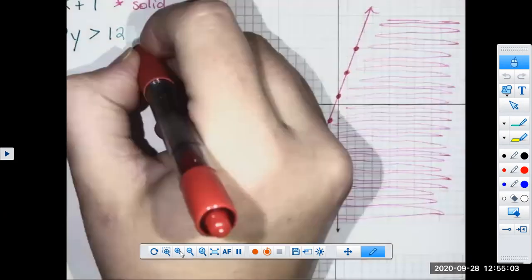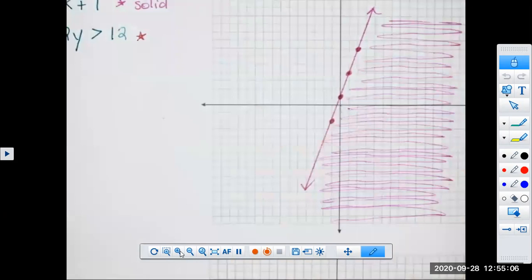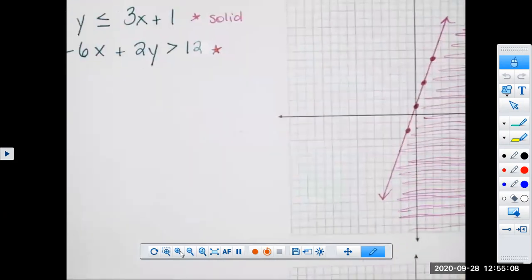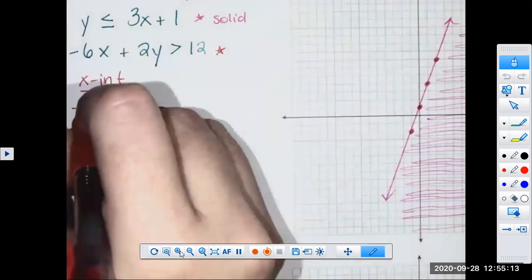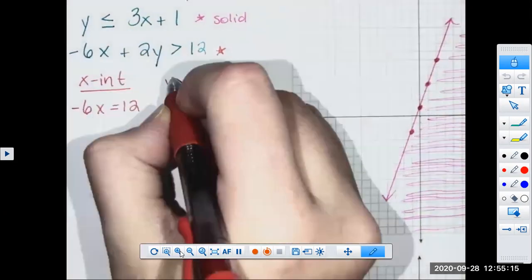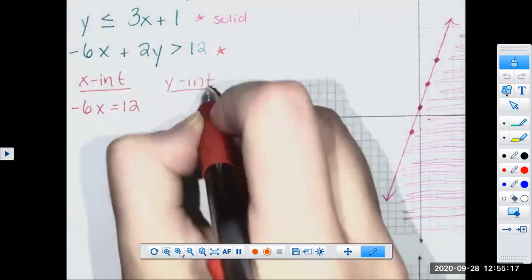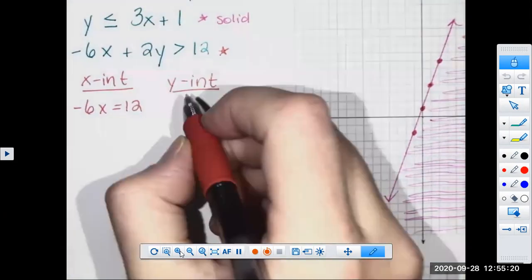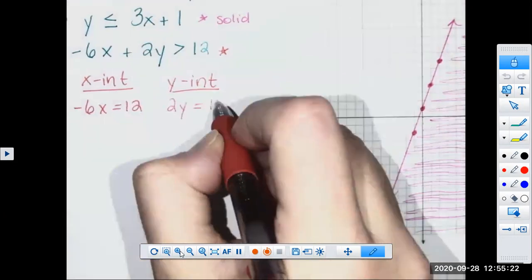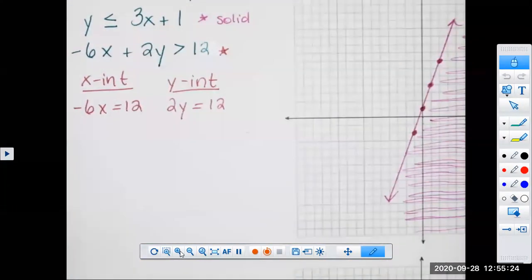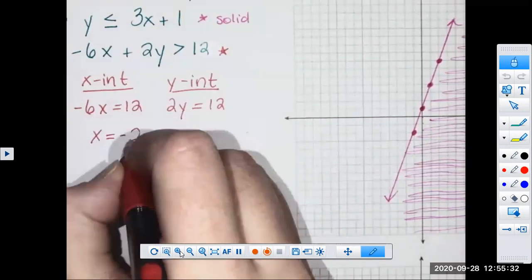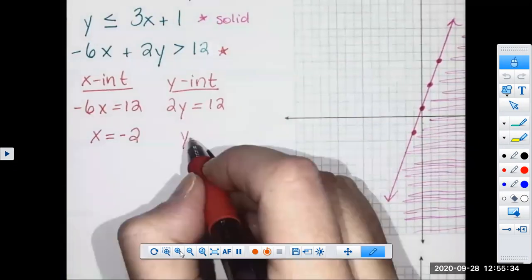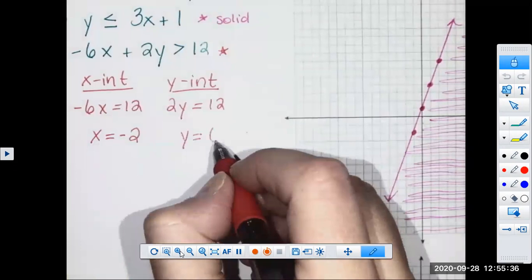Okay, let's graph the bottom equation. This is in standard form. So I'm going to get my x-intercept by taking negative 6x, setting it equal to 12. Get my y-intercept, which you can do with mental math. You don't have to show any work. What's your x-intercept? Good. And your y-intercept? 6.